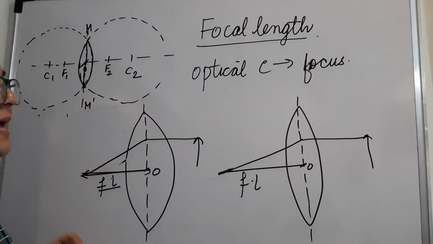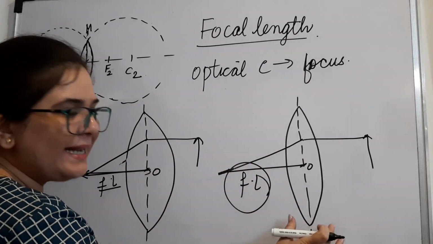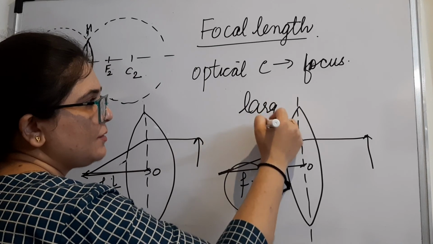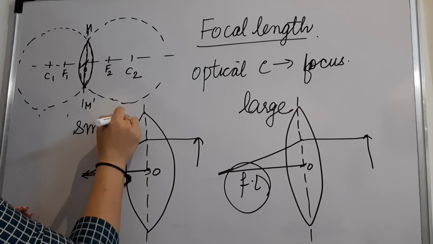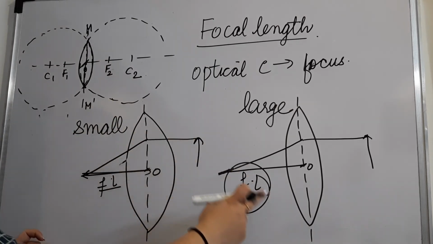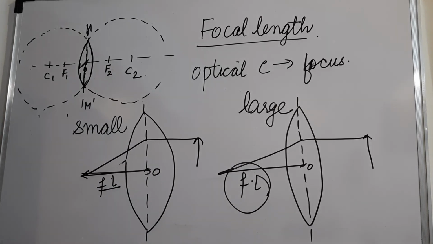So what I meant to say is that the focal length for a thinner lens will be large, whereas the focal length for a thicker lens will be small. Why? Because more bending is happening here, whereas less bending is happening at this point. I hope all the definitions are clear to you. We started with the center of curvature. We did principal axis, optical center, aperture, then focal length and principal focus. So this is the terminology that we are going to use for lenses, both for convex as well as concave.